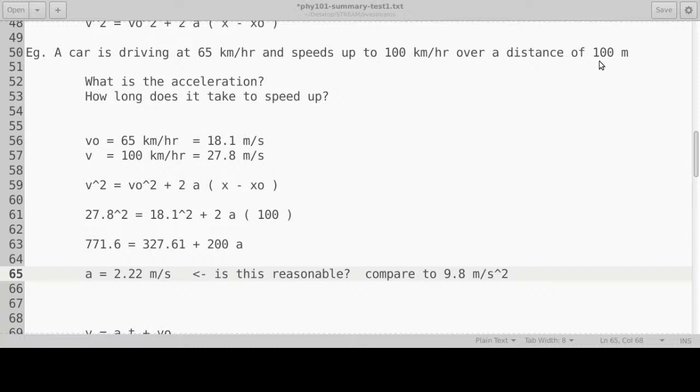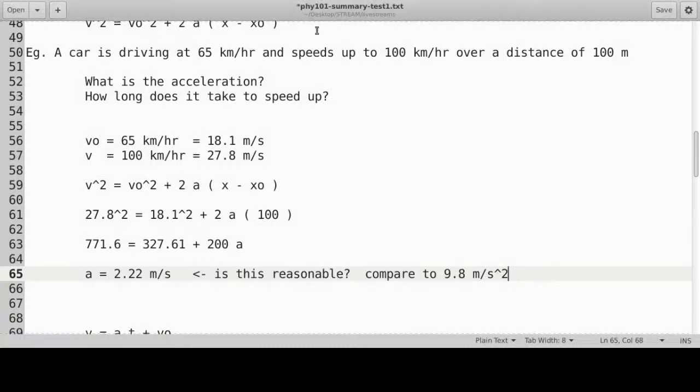That would be like your entire body weight being squished back into the car. Okay, and so yeah, that would be way too much. If you got an answer bigger than 10, that would be like a plane, a jet or something speeding up. Then yeah, you might get your whole weight being pulled back into your seat, but not if you're driving a car. So you compare 2.22 to 9.8, and yeah, it's a significant acceleration. You would feel it, but it's not that much.